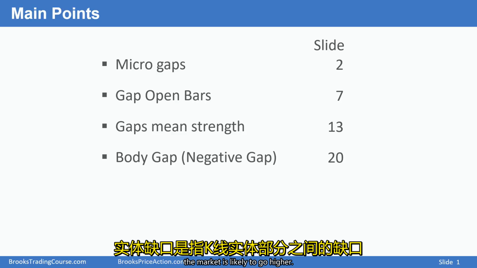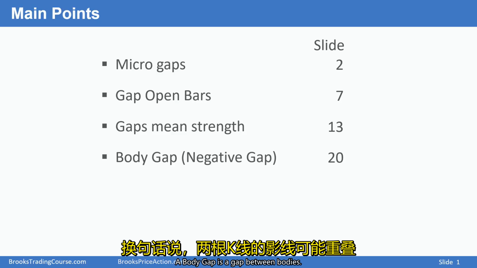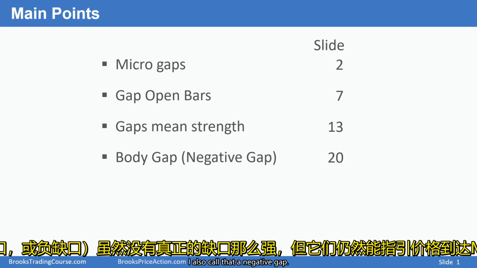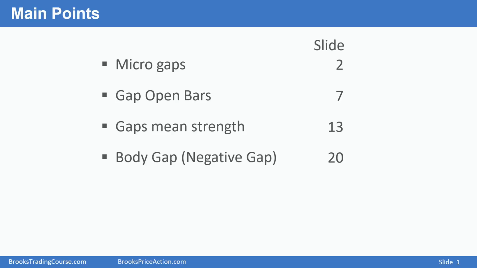If you see a series of gaps, let's say going up, the market is likely to go higher. A body gap is a gap between bodies. In other words, the tails of 2 bars might overlap, but the bodies do not overlap. I also call that a negative gap. While not as strong as a full gap, it often still leads to a measured move.